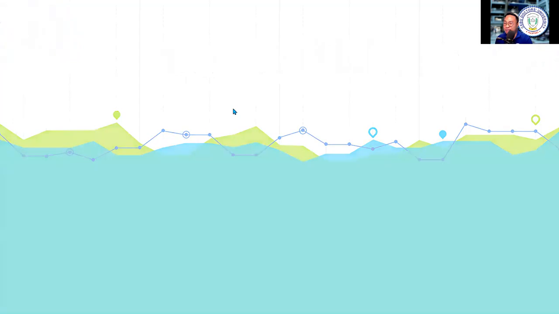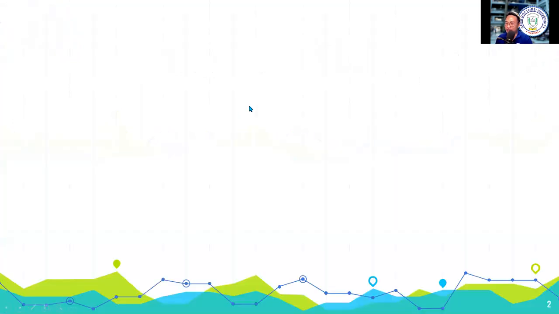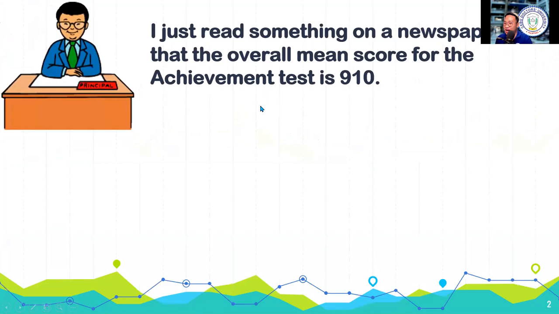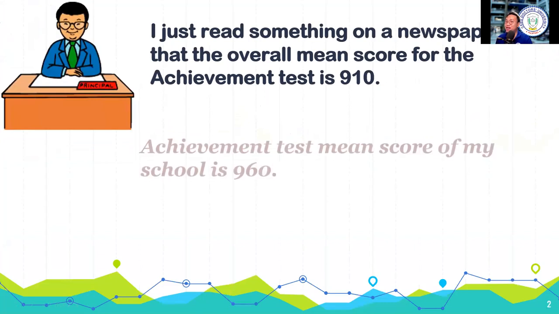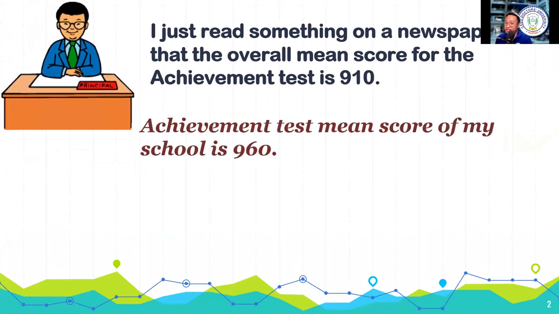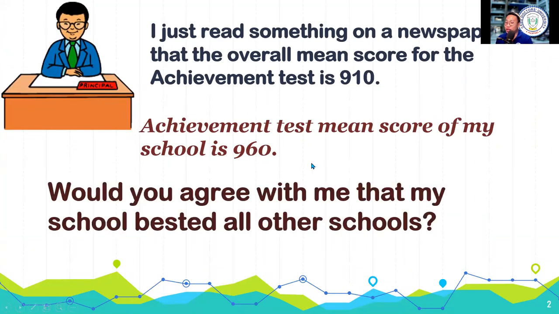Before we do that, let me give you a quick question. A principal read something in the newspaper that the overall mean score for the achievement test is 910. Then he found out that the achievement test mean score of his school is 960. The question now is, would you agree with the principal that his school bested all other schools? Yes or no?